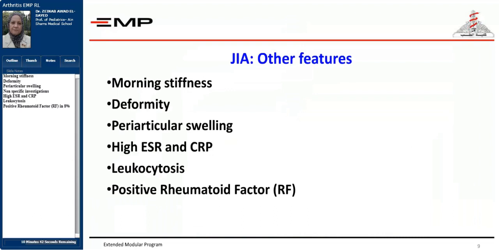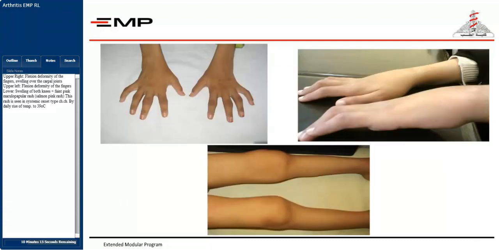In the picture below, you can see swelling of both knee joints, and you can notice the presence of a rash that is pale pink in color, what we call salmon pink rash, which is characteristic of systemic onset juvenile idiopathic arthritis. These are X-ray pictures of patients with long-standing juvenile idiopathic arthritis, and as you see, it causes deformities, but we will discuss it in more detail in the face-to-face session.